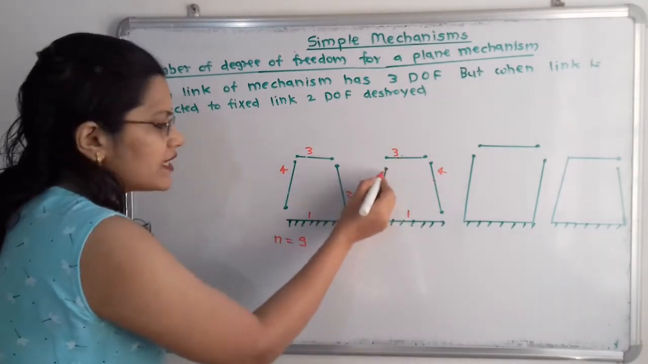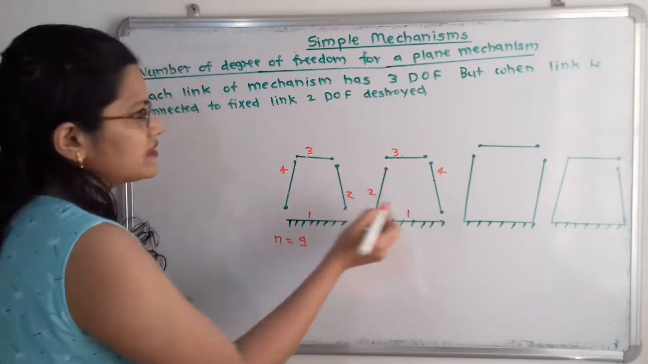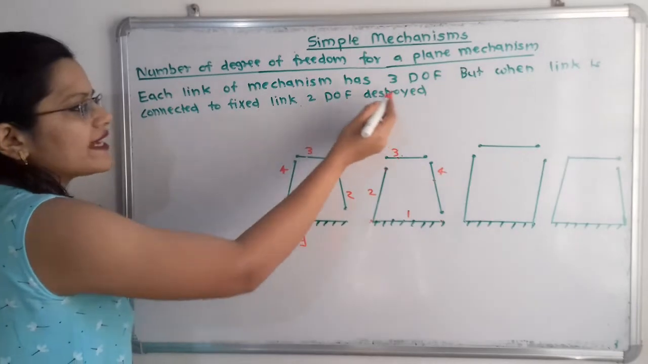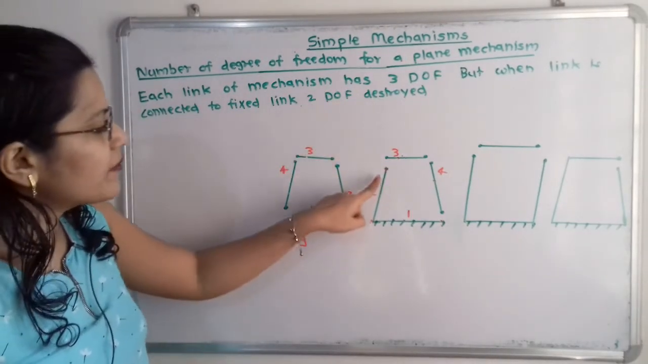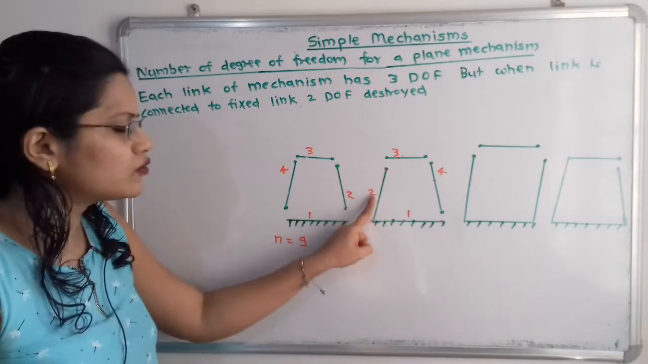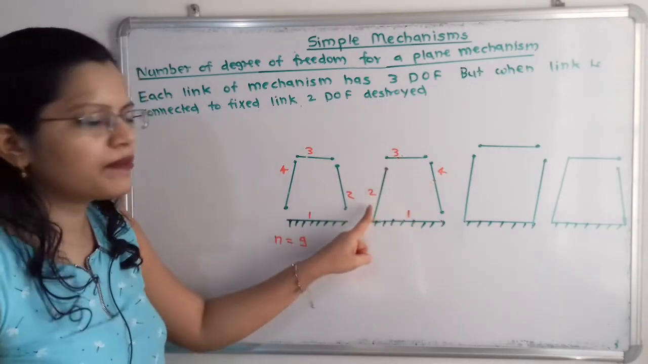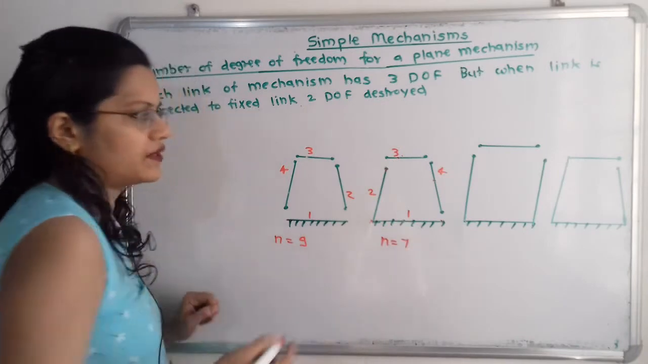And what about link 2? Now this link 2 is attached to the fixed link. So when a link is connected to the fixed link, 2 degrees of freedom are getting destroyed. That means here out of 3, 2 are getting destroyed. So for this link 2, there is only 1 degree of freedom. So 3 plus 3 plus 1, that is 7. So n is equal to 7.